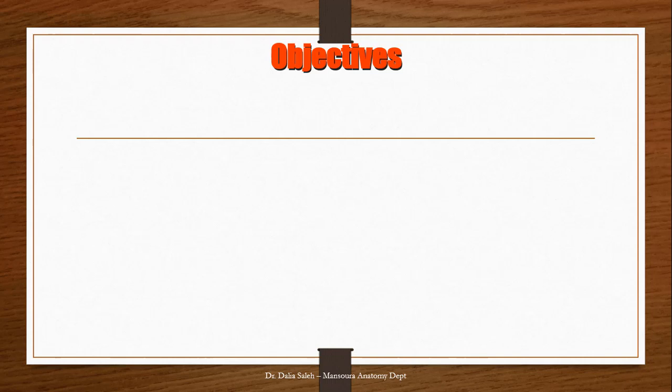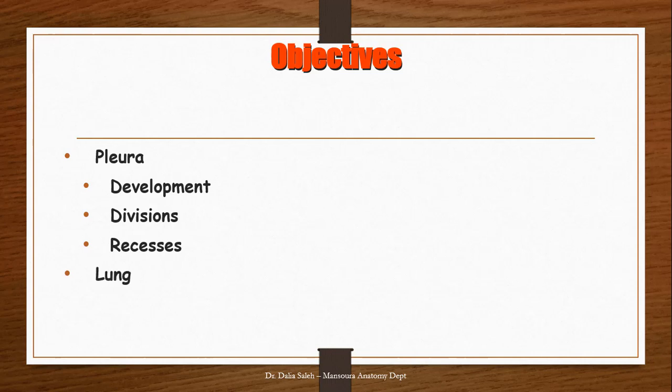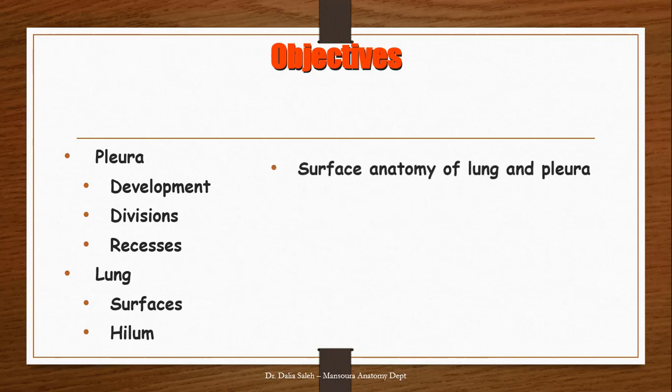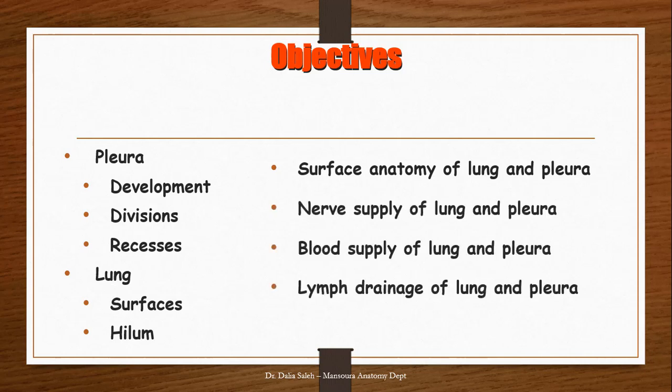In this presentation, I'm going to discuss the following objectives. First, I will start with the pleura and discuss its development, divisions, and recesses. And then I will talk about the lungs and describe the anatomy of their surfaces and hilum. And then I will discuss the surface anatomy of both lung and pleura, their nerve supply, blood supply, and lymphatic drainage.